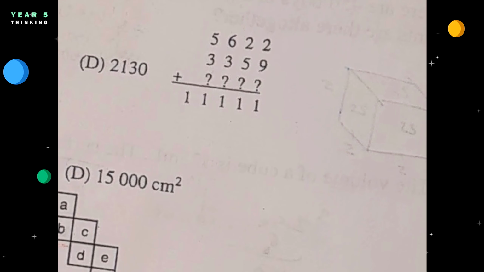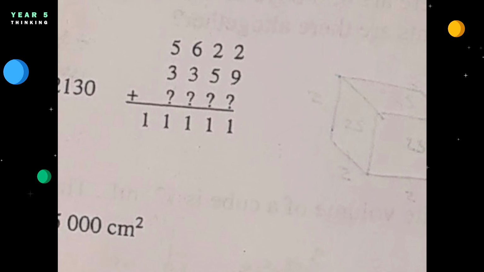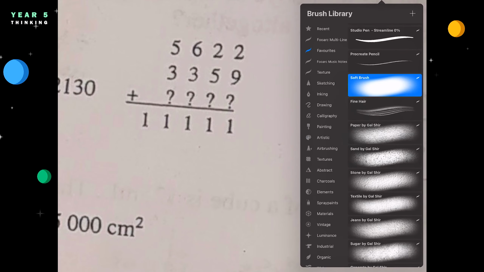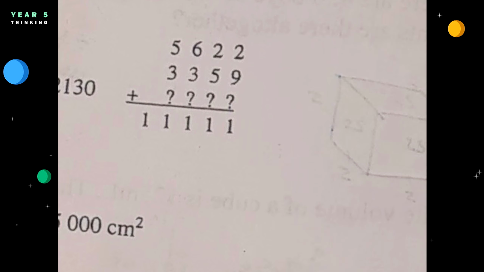Okay, so what we're gonna do is when we add numbers, we always add from the right hand side first, and then we go this way, right? So we're gonna do the same thing. Let's do that. Okay, so 9 plus 2 is what? Is 11? 11.